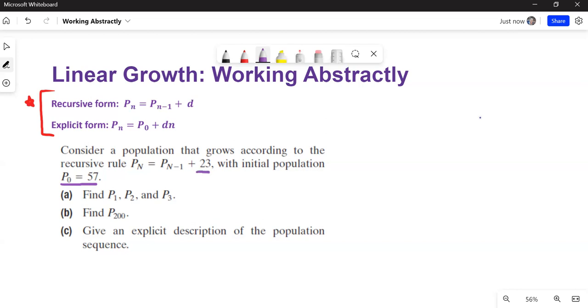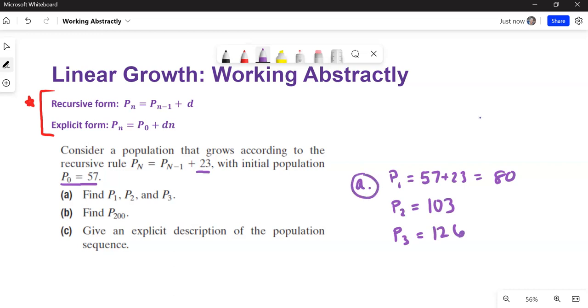So part A says find P sub 1, P sub 2, P sub 3. Well, for P sub 1, we're just going to start with the 57 that we already had. We're going to add in 23 more, which gives us 80. For P sub 2, without writing it all out, we're just going to continue to add the 23. So 80 plus 23 is 103. For P sub 3, we're going to add in another 23 to that. It gives us 126. That's part A.